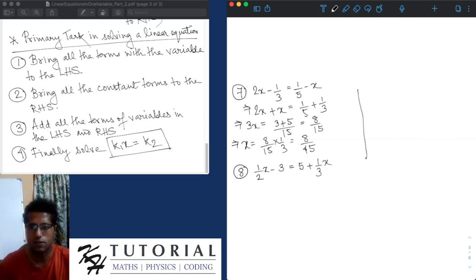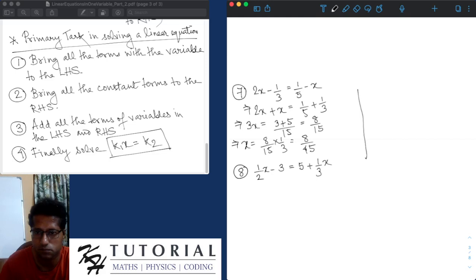Okay, now let's see what could be an alternative method which might suit you if you are not comfortable in doing addition and subtraction of fractions or decimals. In this case we see that there are two fractions and they are both constant terms, so minus 1 by 3 in the LHS and 1 by 5 in the RHS. So what do you do if you only want to deal with integers?